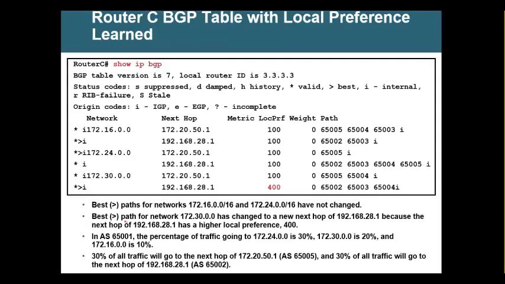After you do this, the output will become like this. 172.30, earlier it was going via 50.1 because of the shortest AS path. But now, before AS path comes the local preference. First is weight, second is local preference, and then only comes the AS path. So because you set local preference 400, you see the greater than symbol now.